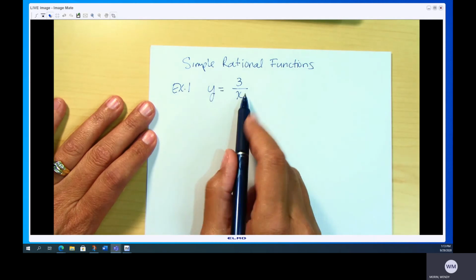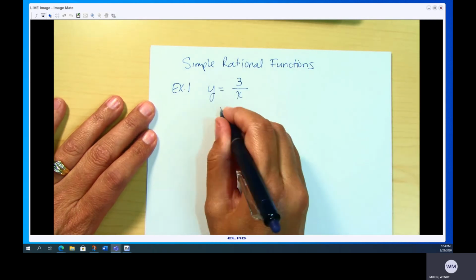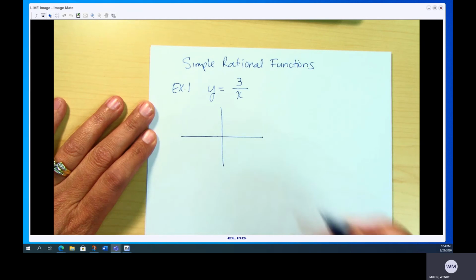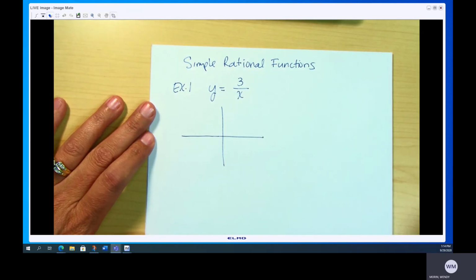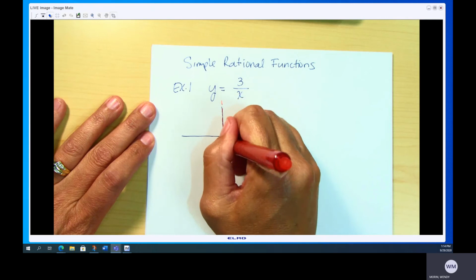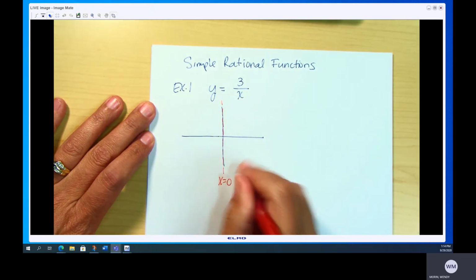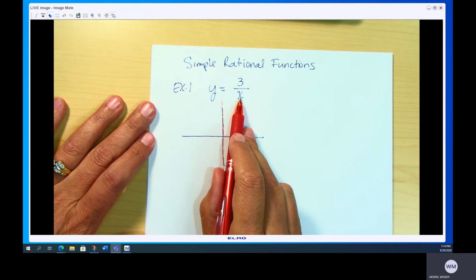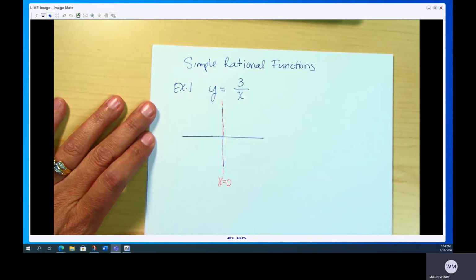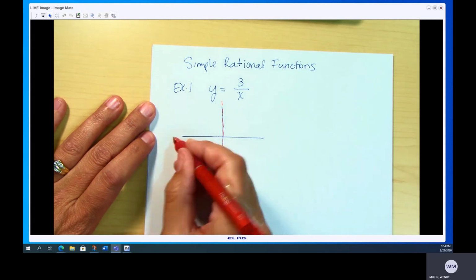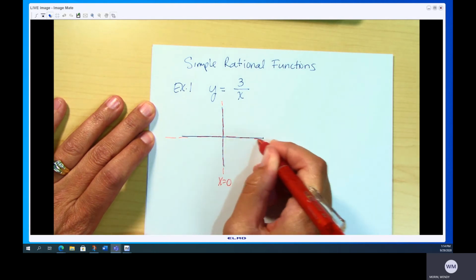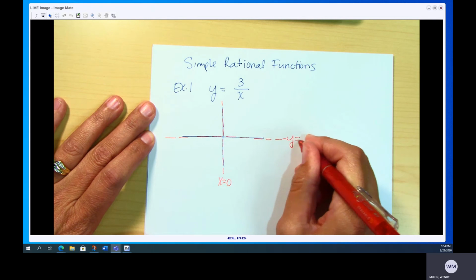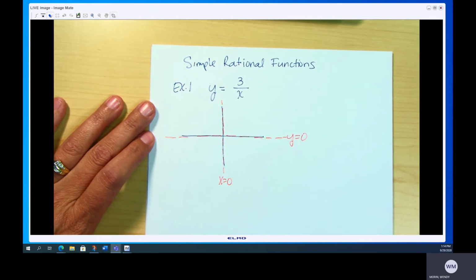These rational functions have a vertical and a horizontal asymptote. x equals 0 is the vertical asymptote, because when you plug in 0, that would make the function undefined. So x cannot be equal to 0. And y also will never equal 0. So y equals 0 is a horizontal asymptote.